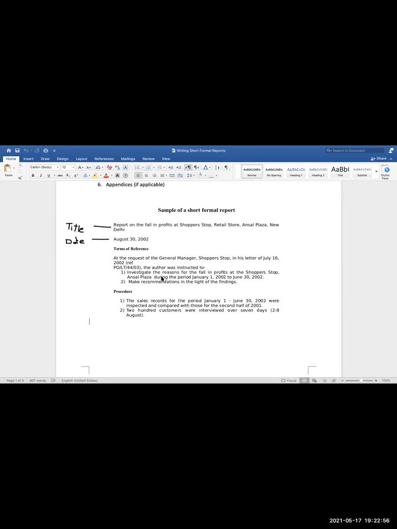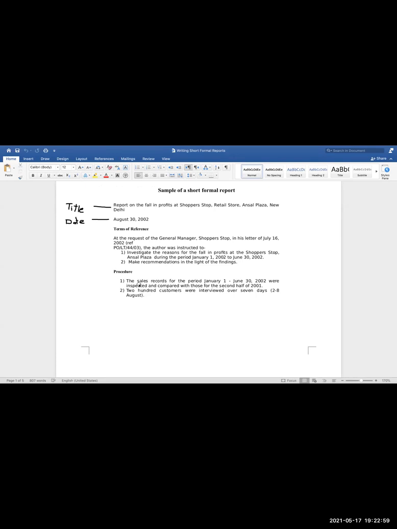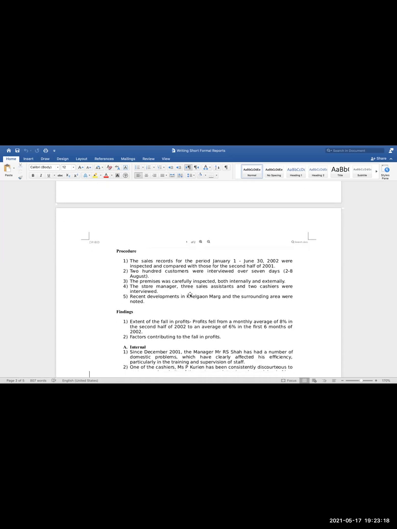Remember now the procedure is what? How you go about collecting data. In this case, one way they collected data is that the sales records for the period January 1 to January 30, 2002 were inspected and compared with those for the second half of 2001. Second, 200 customers were interviewed over 7 days, and they gave the actual timeline. 3, the premises were carefully inspected both internally and externally. 4, the store manager, 3 sales assistants and 2 cashiers were interviewed. And 5, recent developments in the surrounding area were noted. So do we see how data were collected? There are 5 actual things that were done to collect data.